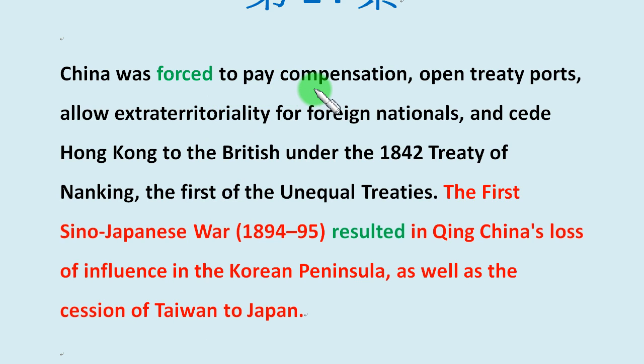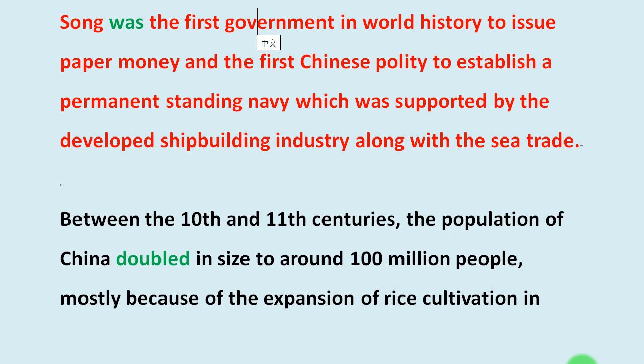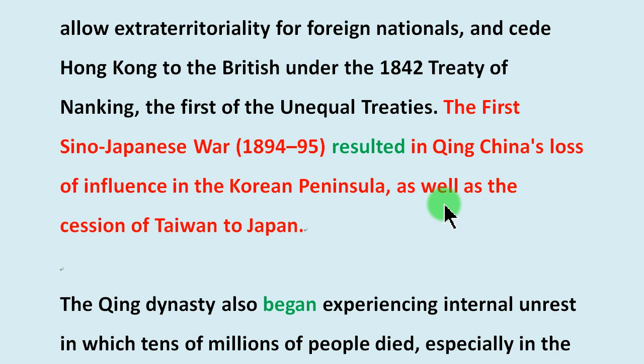China was forced to pay compensation, open treaty ports, allow extraterritoriality for foreign nationals, and cede Hong Kong to the British under the 1842 Treaty of Nanking, the first of the unequal treaties. The First Sino-Japanese War resulted in Qing China's loss of influence in the Korean Peninsula, as well as the cession of Taiwan to Japan.